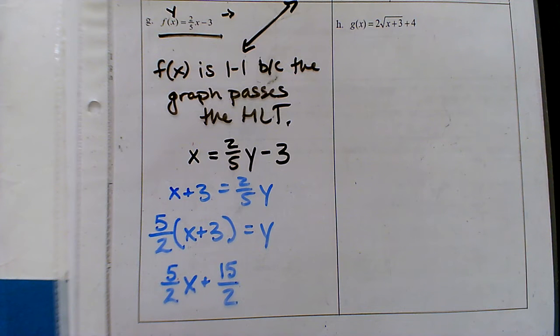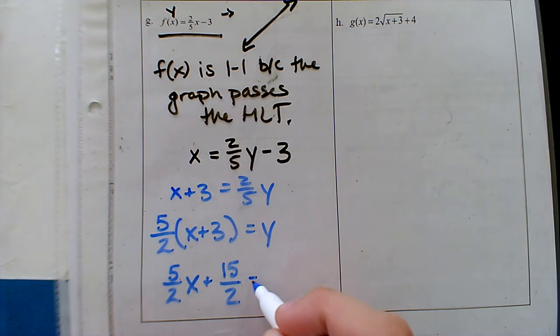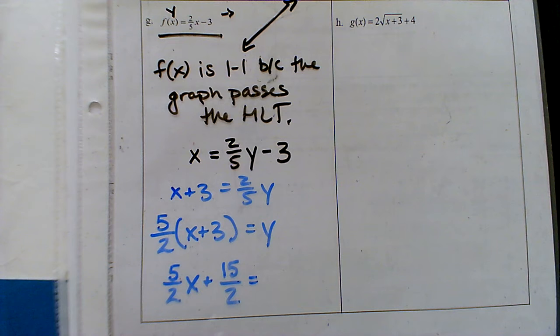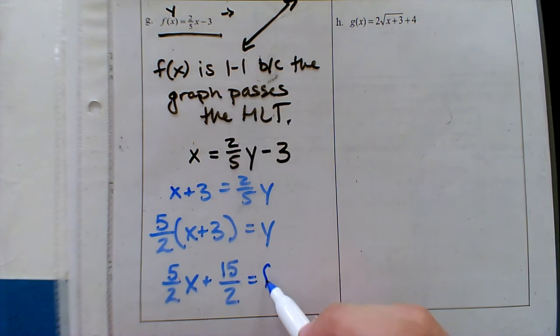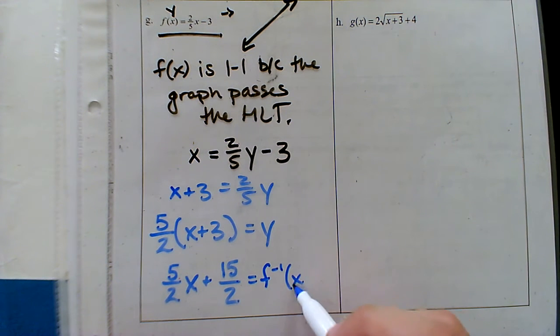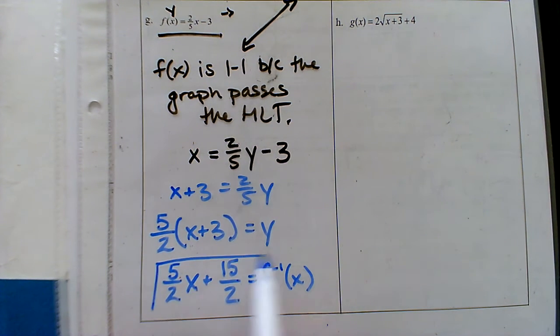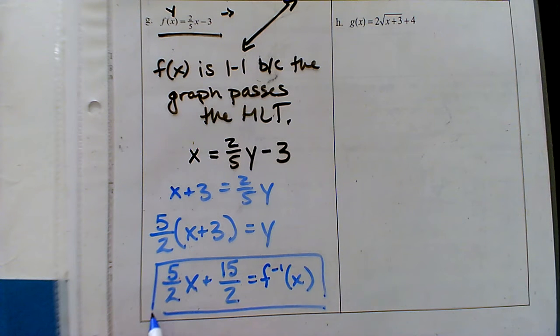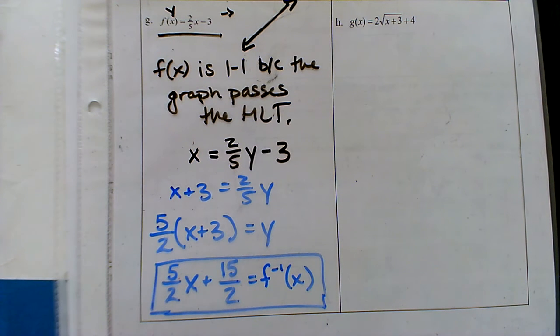So this is the result we get when we switch the x's and y's. So we need to label this as the inverse. So this would look like f to the negative first. Just like we labeled the table, just like we labeled the graph, we're going to label the equation too.